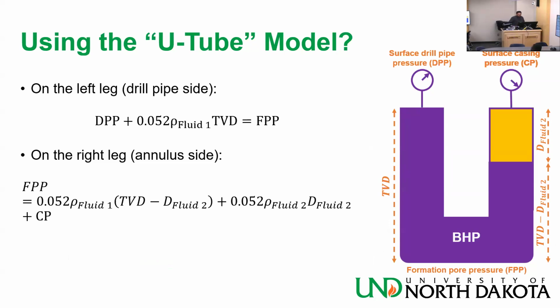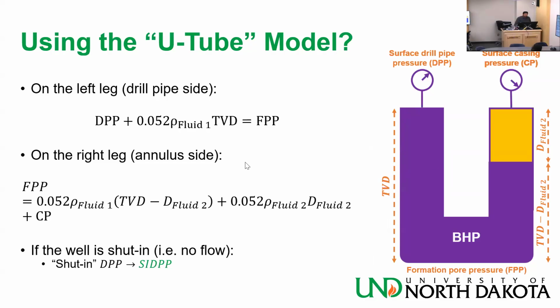Okay. Now, if I shut the well, like I said, these pressures become very important. They are important regardless, but they change the name. They are no longer DPP or CP. They are SIDPP, which is a very famous acronym in drilling, and SICP. It means shut-in drill pipe pressure, shut-in casing pressure. You still treat it the same, you just add it here. It's just going to be called differently.